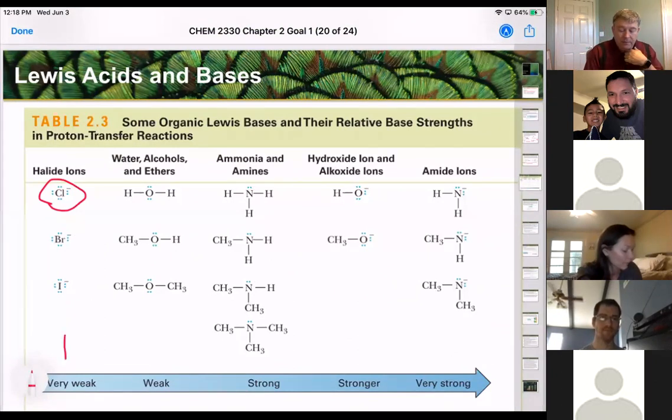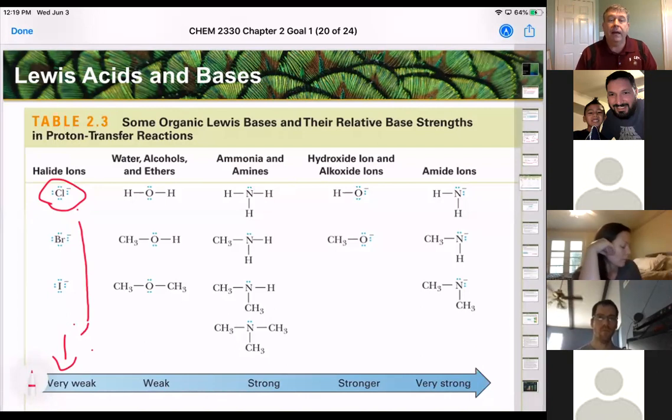Now we call these very weak Lewis bases. And the reason we call those very weak Lewis bases is because they are very strong Bronsted-Lowry acids. Okay, so remember, a strong acid makes a weak base and a weak acid makes a strong base. We're going to see that trend follow in the Lewis acid-base system as well, okay? So all of our halide ions are considered weak, but they all have that lone pair to look for when you're looking for your Lewis base, okay?